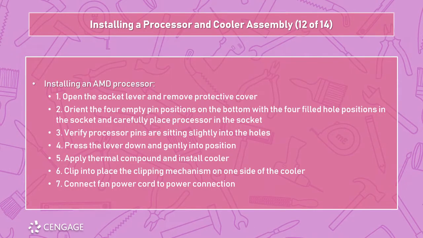An AMD processor is pretty much the same. The only thing we're going to make sure of that's different is if we look at step 3, verify the processor pins are setting slightly into the holes. That's because with an Intel processor, you have a land grid array, which means that you have flat contact points. With an AMD processor, you have PGA, where you have pins that actually insert into slots in the socket.